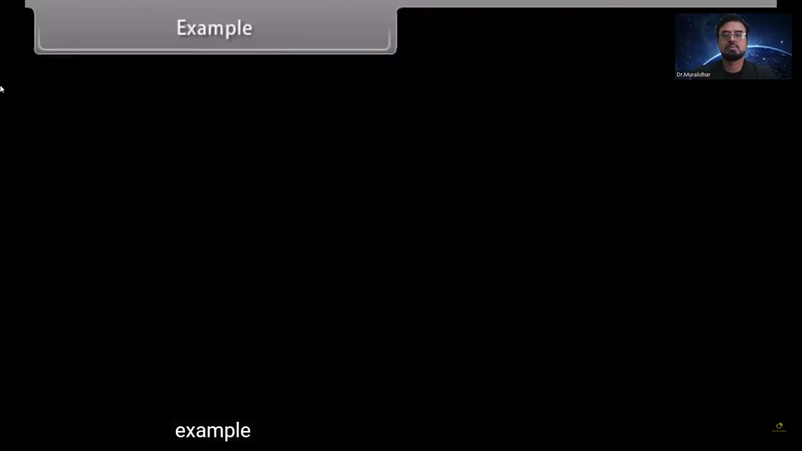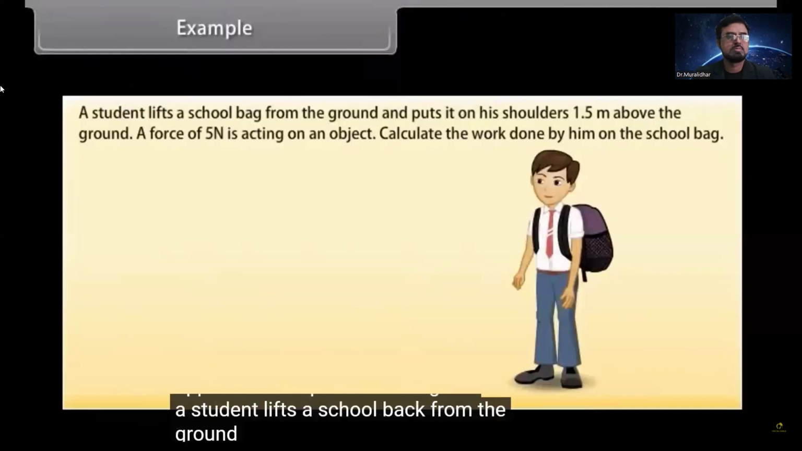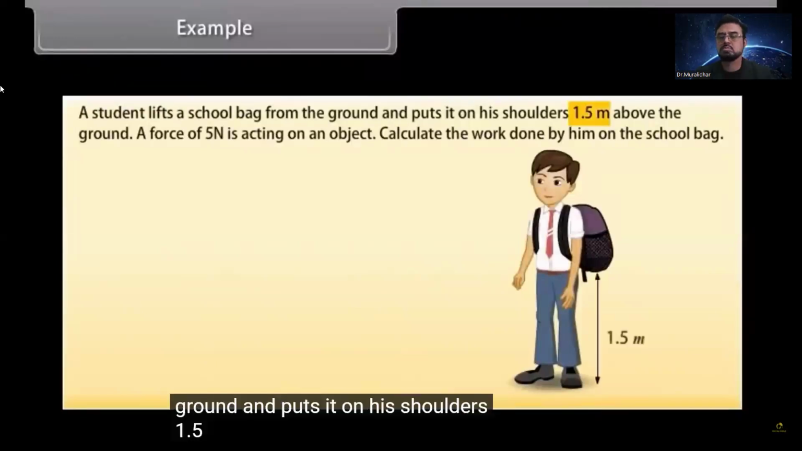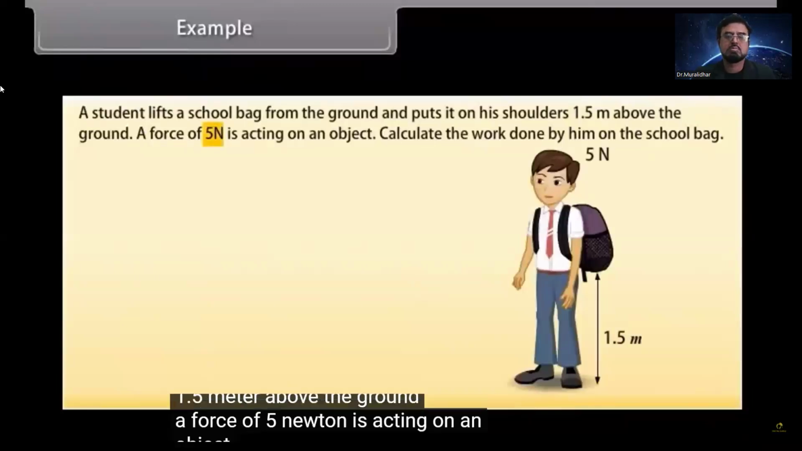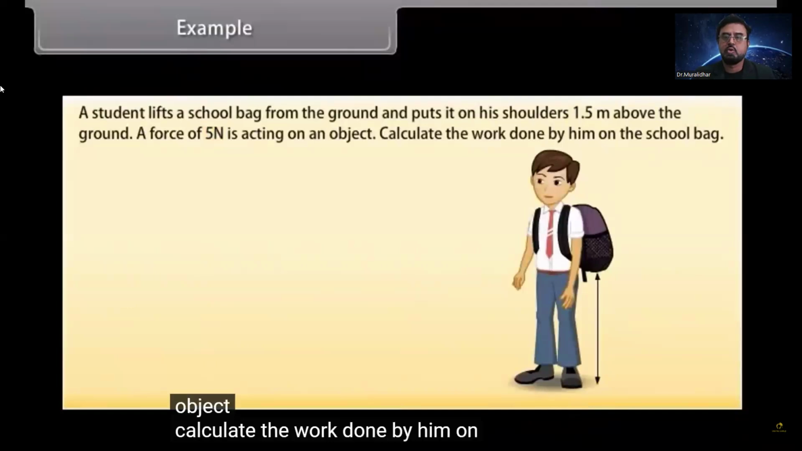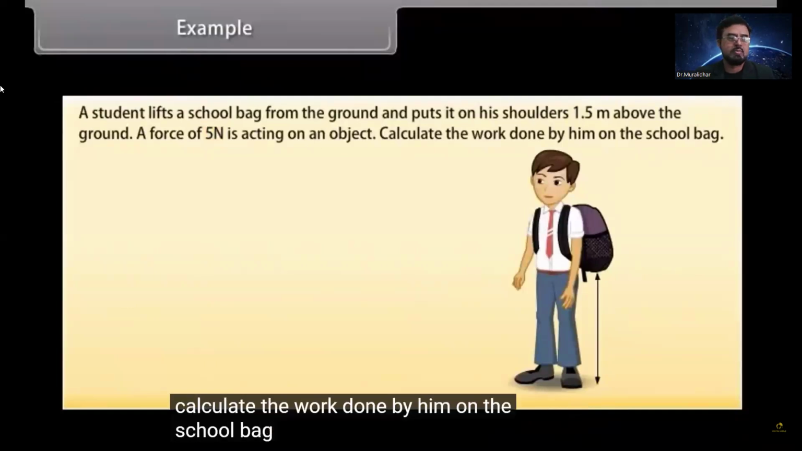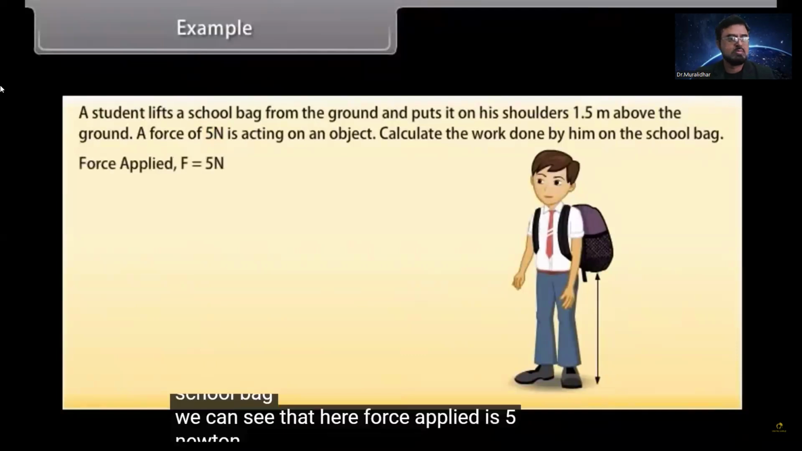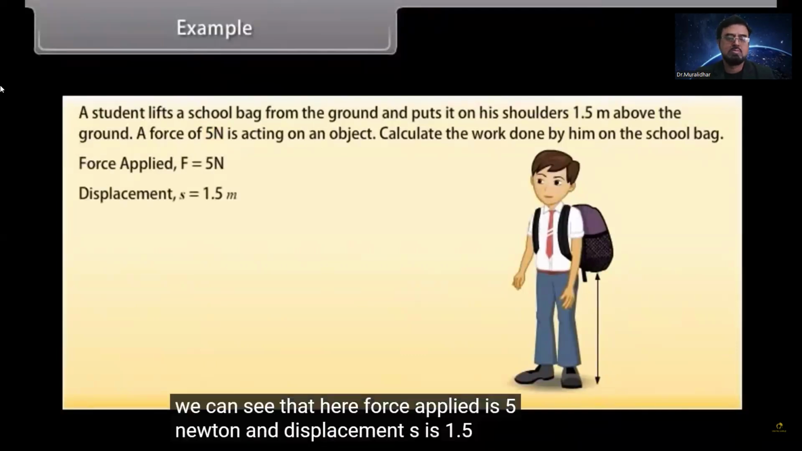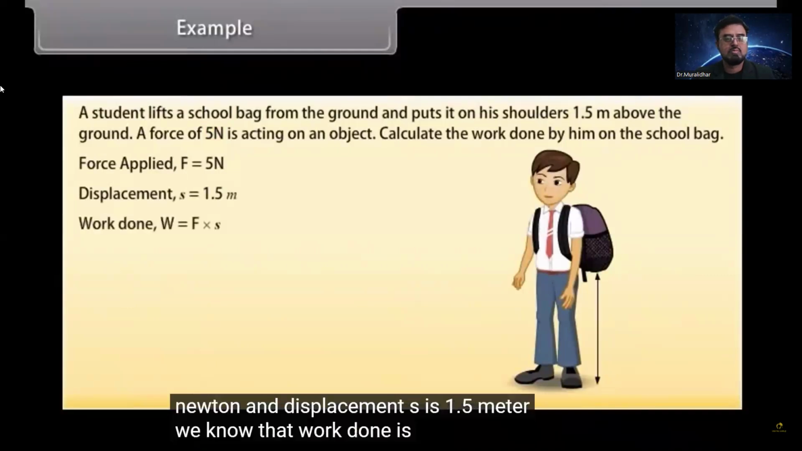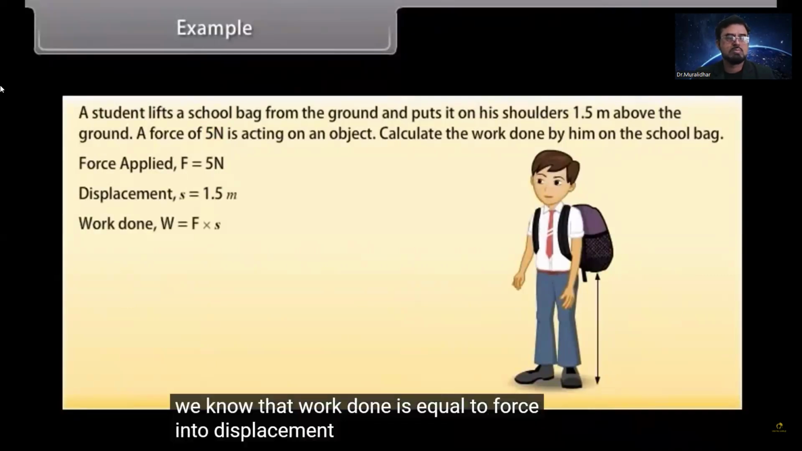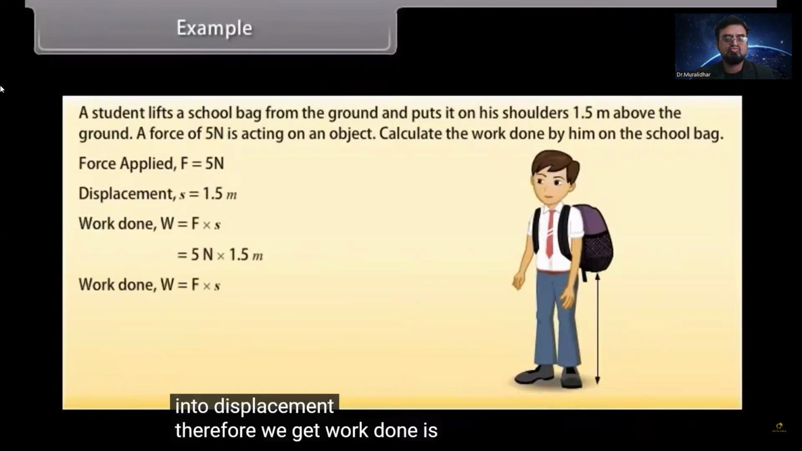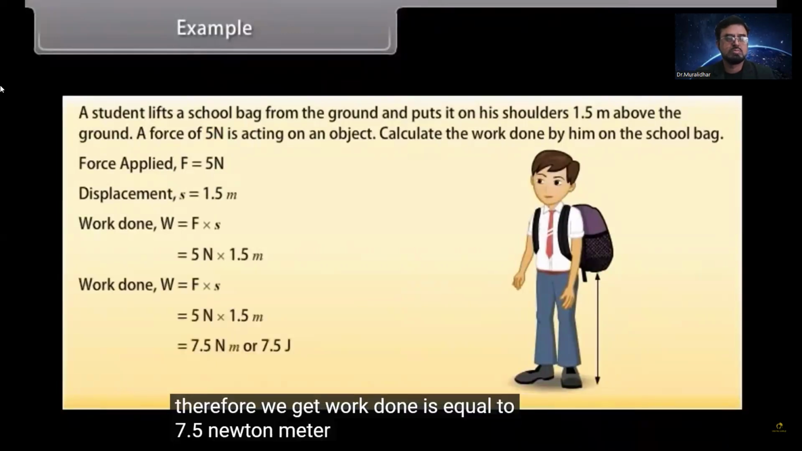Example. Let's now find the work done when force applied and displacement are given. A student lifts his school bag from the ground and puts it on his shoulders, 1.5 meter above the ground. A force of 5 Newton is acting on the object. Calculate the work done by him on the school bag. We can see that here the force applied is 5 Newton and displacement S is 1.5 meter. We know that work done is equal to force times displacement. Therefore, we get work done is equal to 7.5 Newton meter or 7.5 joule.